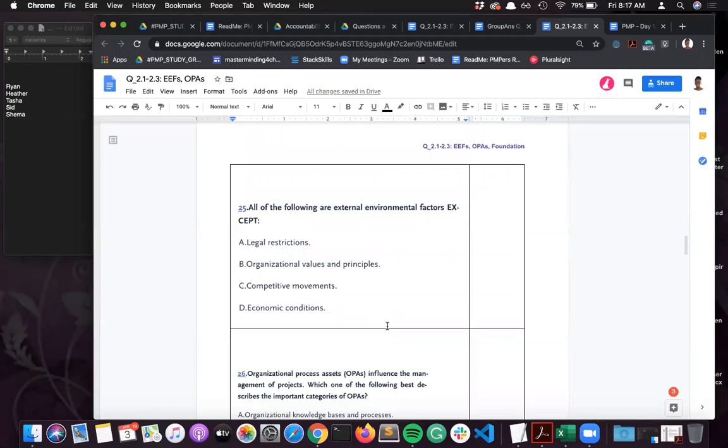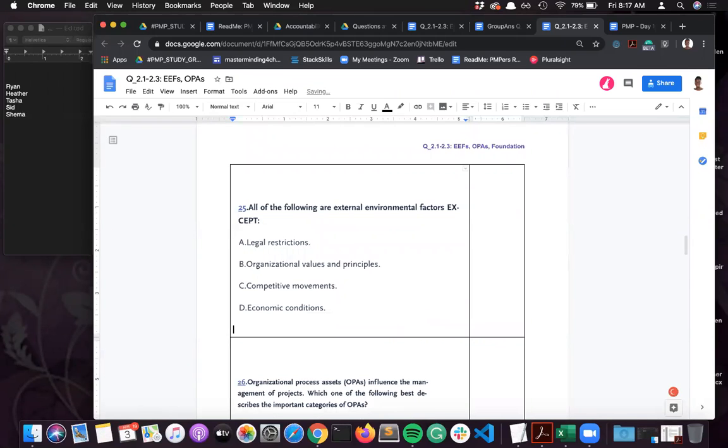Okay, we're gonna read it for Seema. All of the following are external environmental factors, except: A, legal restrictions; B, organizational values and principles; C, competitive movements; D, economic conditions. Yes, legal restrictions, competitive conditions are external. I think external, right? That's specifically what they're asking. External, I'm gonna go with B.